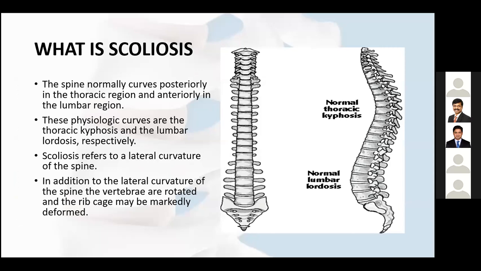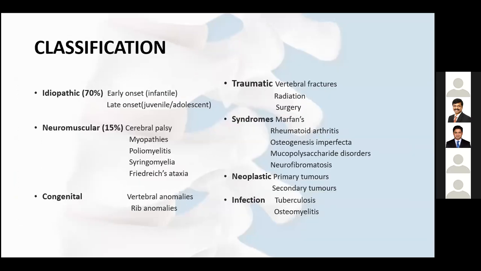So scoliosis refers to lateral curvature of the spine. In addition to the lateral curvature of the spine, the vertebrae can also be rotated, and the rib cage may be markedly deformed. So etiological classification of scoliosis includes 70% idiopathic, with the early onset, which is infantile, and late onset, either juvenile or adolescent.